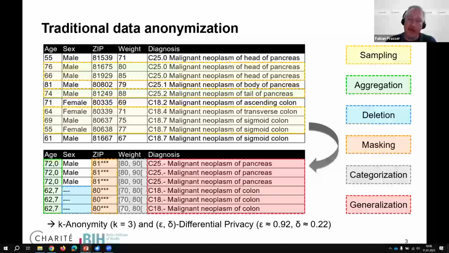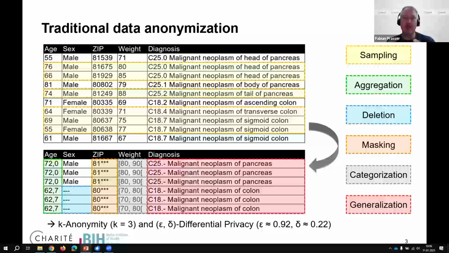You could do masking or categorization or generalization, which are all three methods that basically are being used to reduce the fidelity of data, right? So we can see this here that weight, for example, is turned into weight categories, or that a diagnosis is being generalized by removing the specific localization of the neoplasms that we are seeing here.